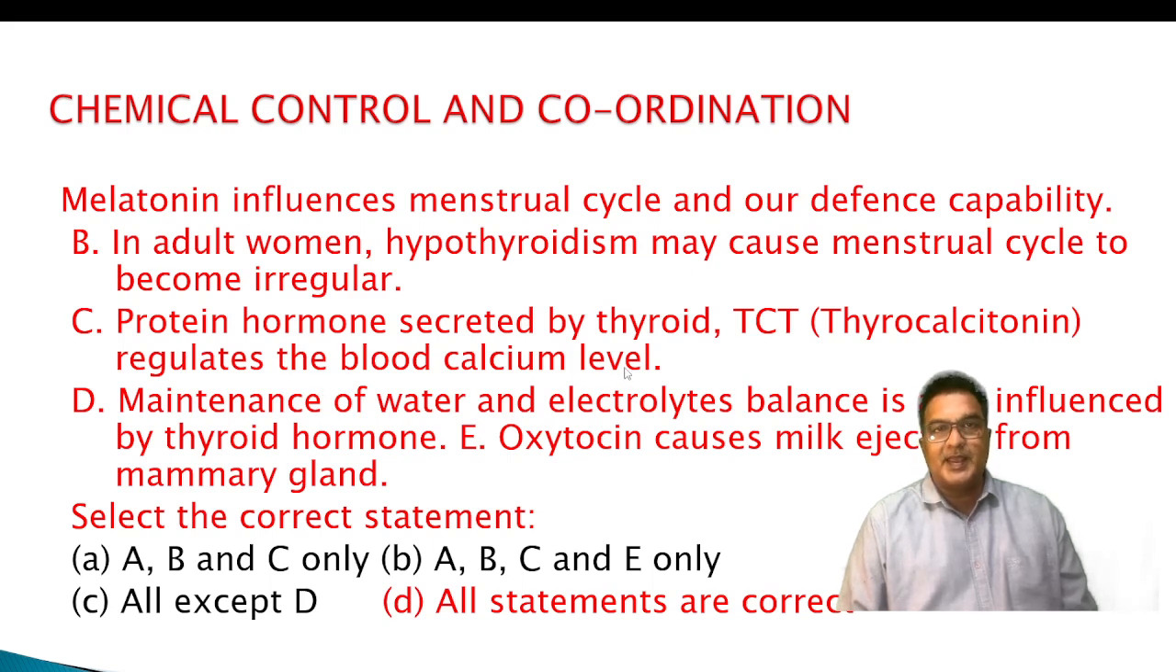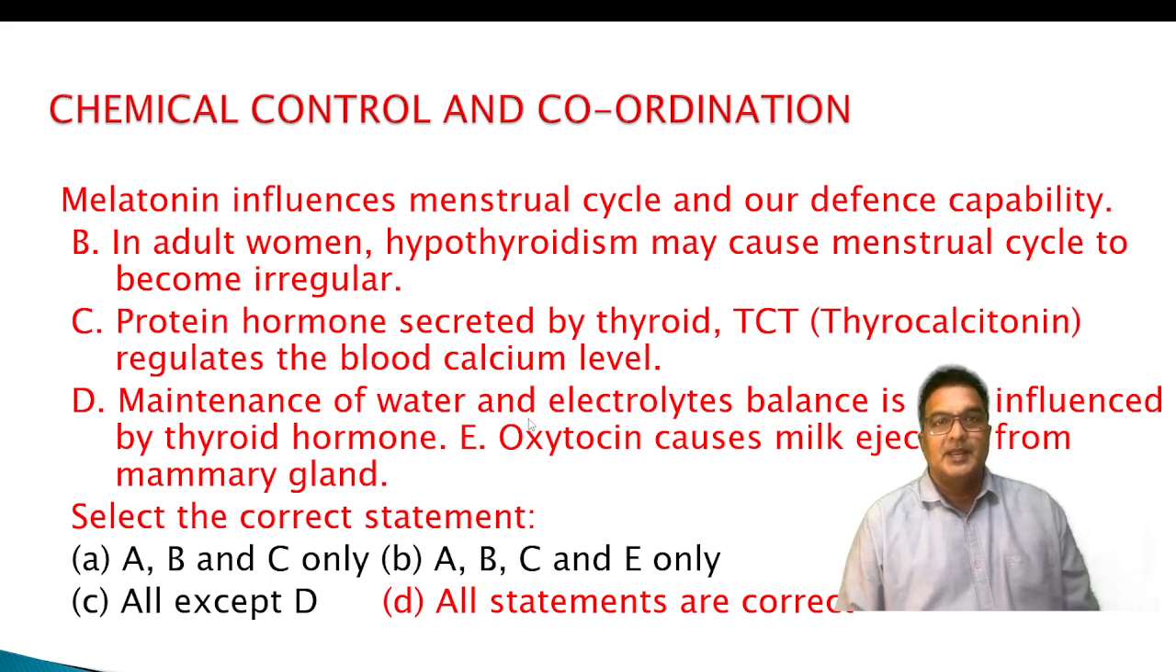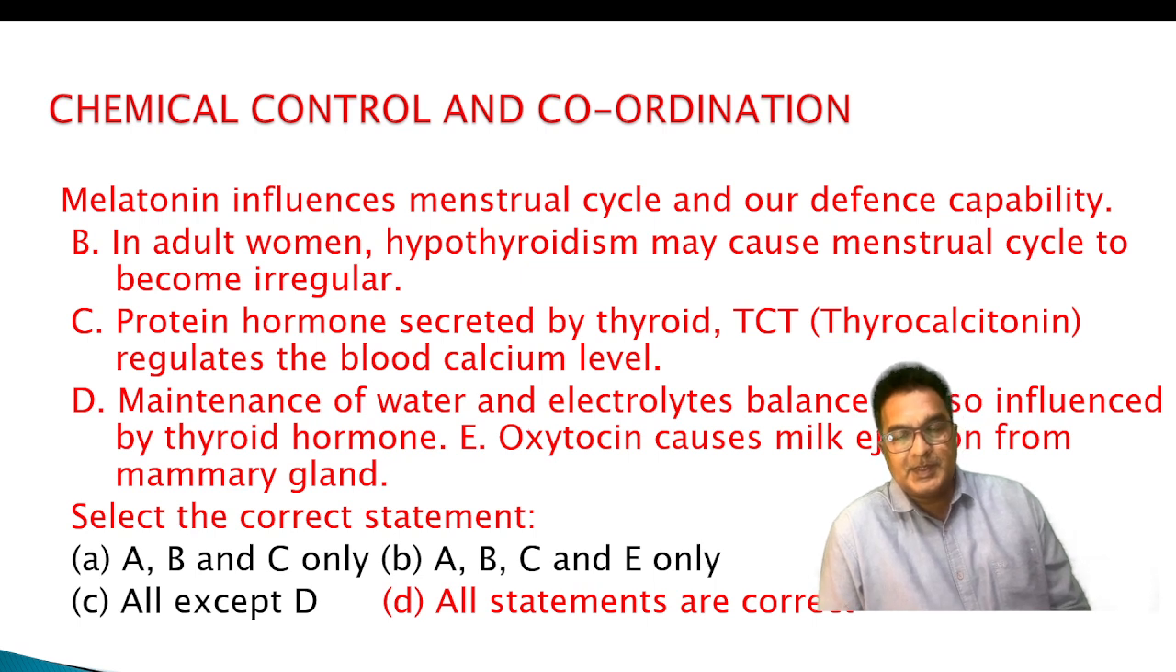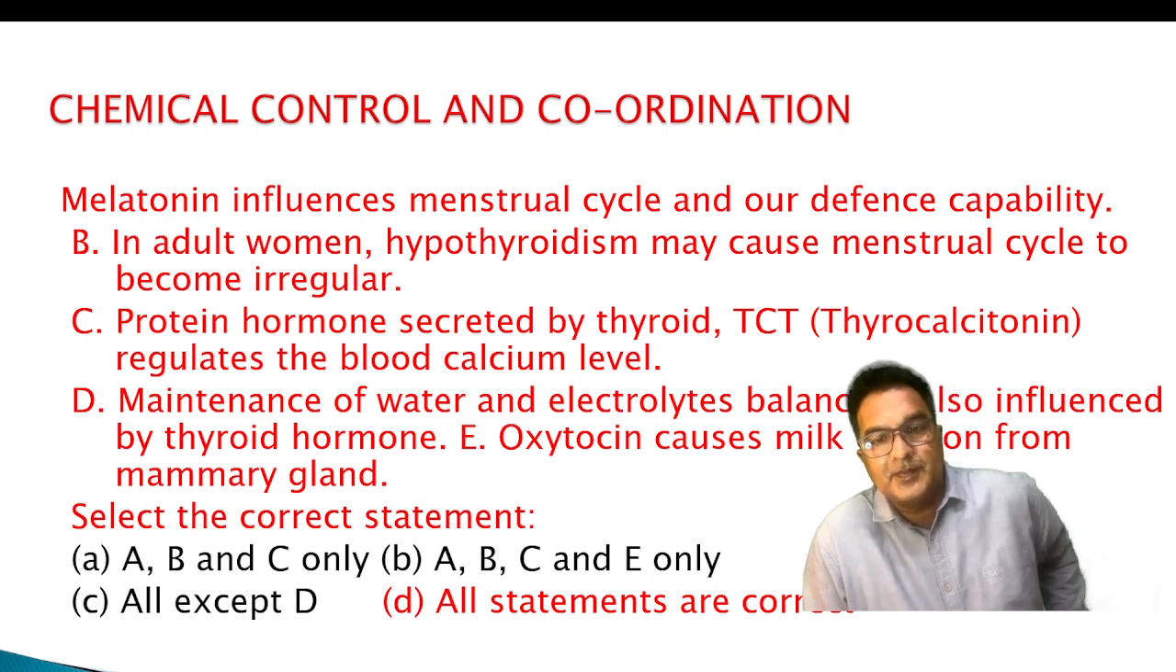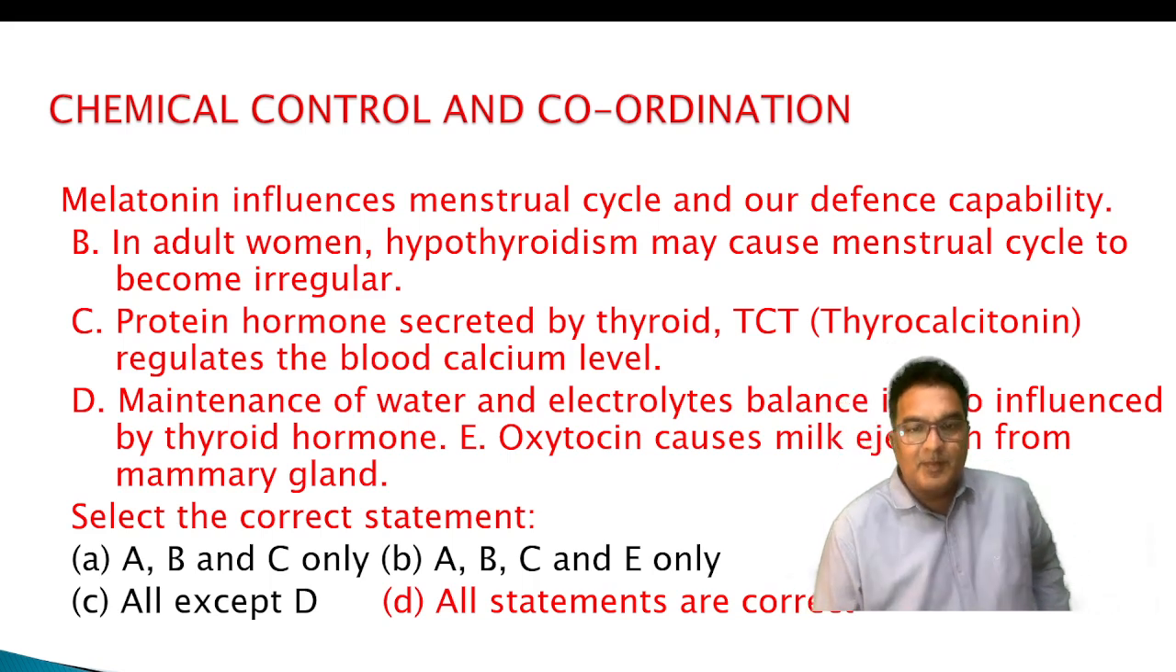Thyrocalcitonin regulates the blood calcium level. Then the parathyroid also does the same, but antagonistically. So likewise, all statements are correct here. Oxytocin causes milk ejection. We know oxytocin means parturition will come immediately, during which there is contraction of uterine muscles for parturition after gestation. Here, along with that, we have one more function.